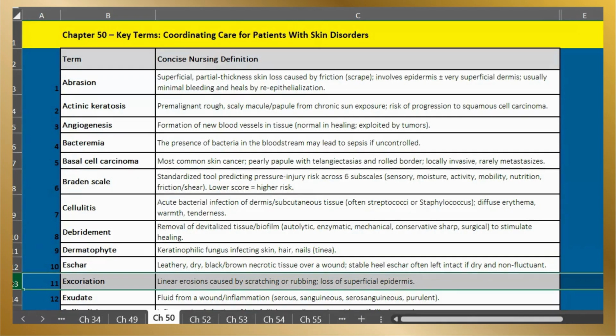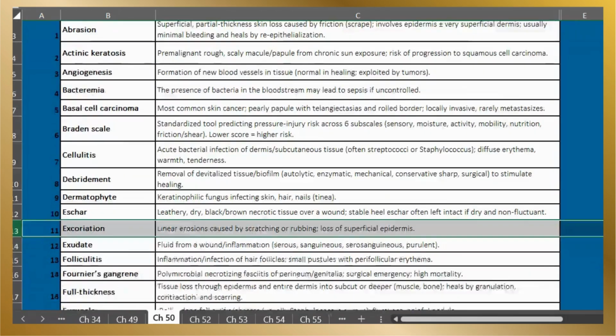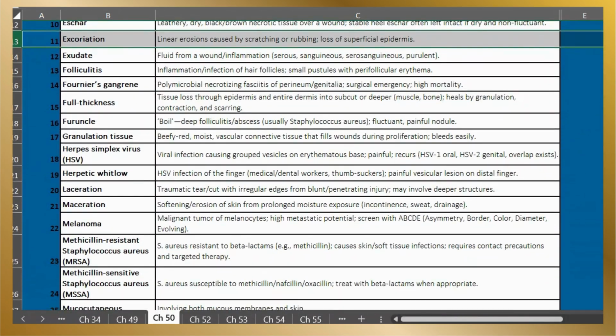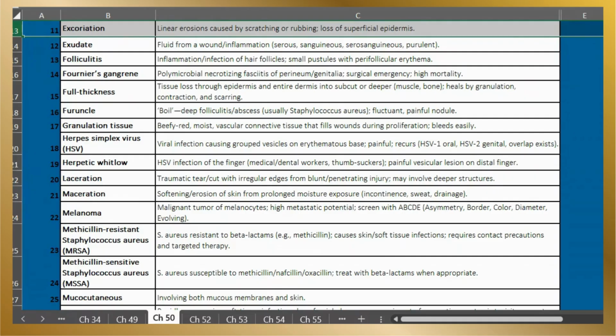Excoriation: linear erosions caused by scratching or rubbing, with loss of superficial epidermis. So it's excoriation, like scratched out. And now we just scroll a little bit down, make it nice and pretty.